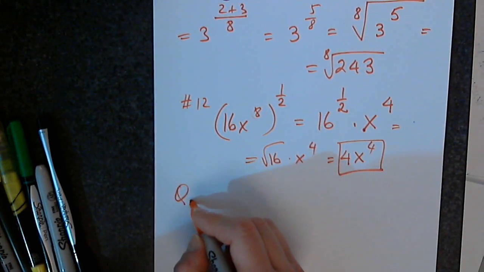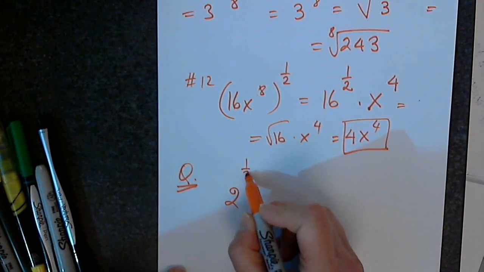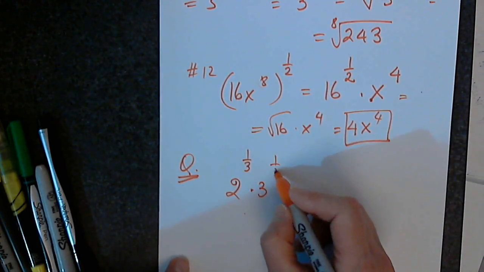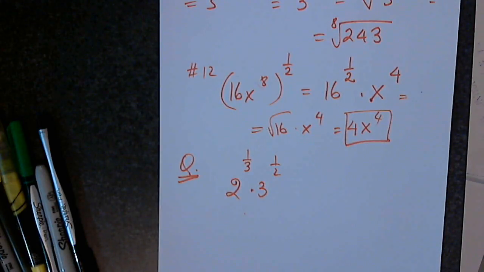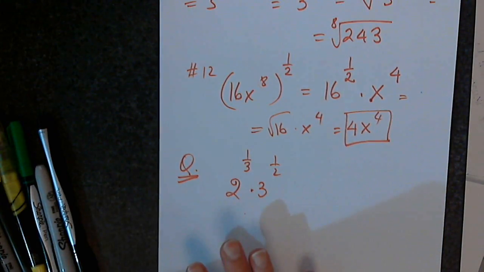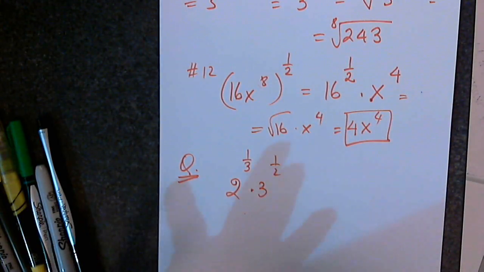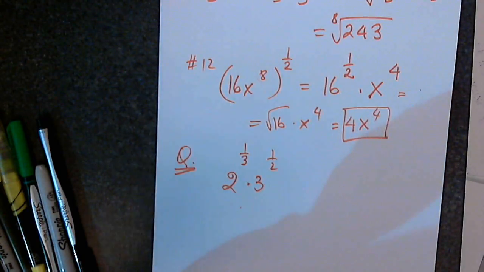Very good question. So here it is. If I have 2 to 1/3, multiplied by 3 to 1/2, how do I do this? There is no exponential rule right here, till I show you the next step. But right now there is no exponential rule, because they don't have the same base and they don't have the same exponents.